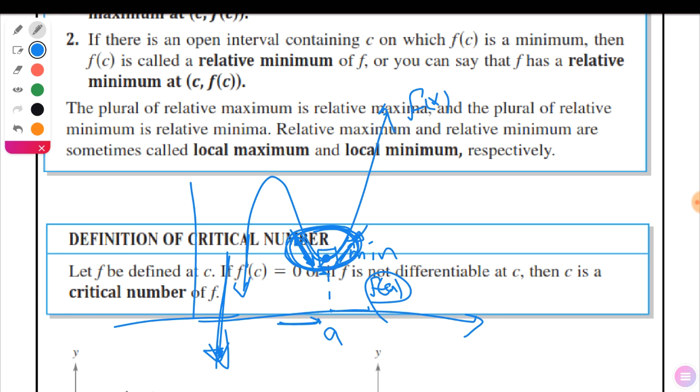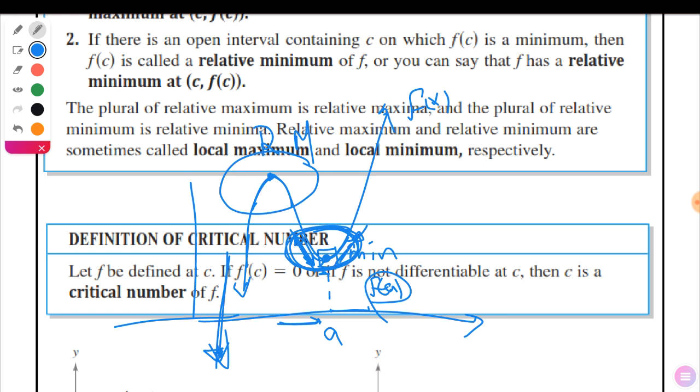Relative minimum. This one also, we name it relative maximum because it is greater than the values of the function in its neighbor. In this case, we say relative. When we talk about the extrema on an open interval, we say relative maximum or relative minimum. But when we talk about the extrema on a closed interval, we say absolute maximum and absolute minimum.